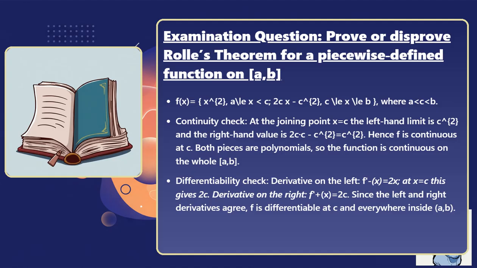The derivative on the left side is 2x, giving a value of 2c at x equals c. The derivative on the right side is the constant 2c. Since the left and right derivatives agree, f is differentiable at c, and everywhere inside the open interval from a to b.